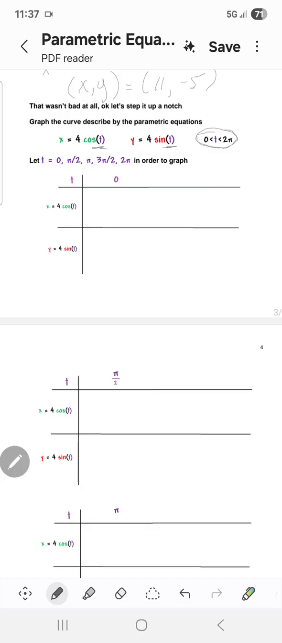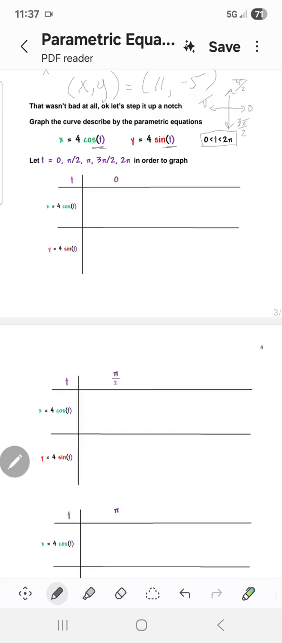So anytime you see something like this, 0 to 2 pi, you want to think about your four corners. So you've got 0, 90, right? Pi over 2, pi, 180, and 3 pi over 2, which is 270.